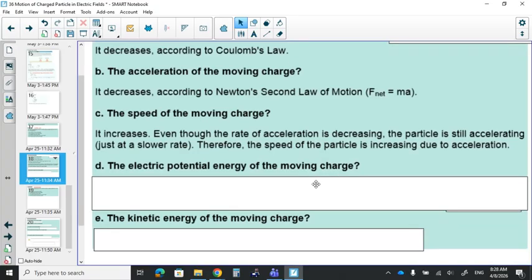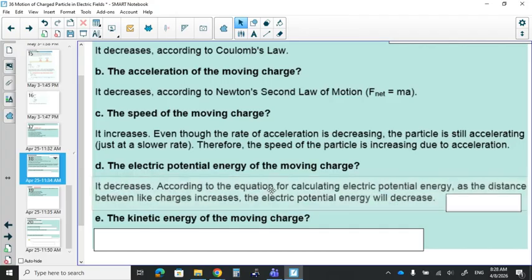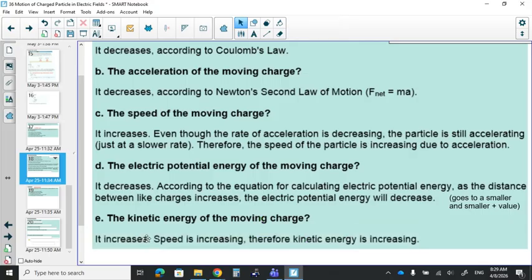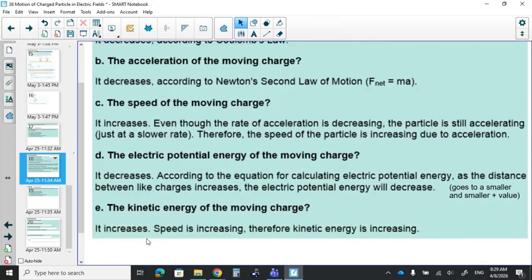Electric potential energy of the moving charge. So what's the electric potential energy of the moving charge? Well, it has lots of electric potential energy at first, and then it is transferring out, right? So it's going to be decreasing. In this case, you have a positive electric potential energy, so it's going to a smaller and smaller positive value. Kinetic energy of the moving charge, of course, is increasing, right? I already talked about it's accelerating.